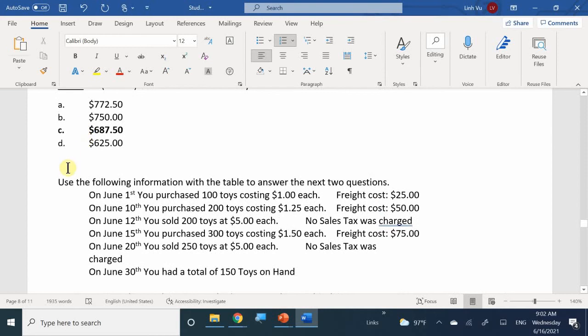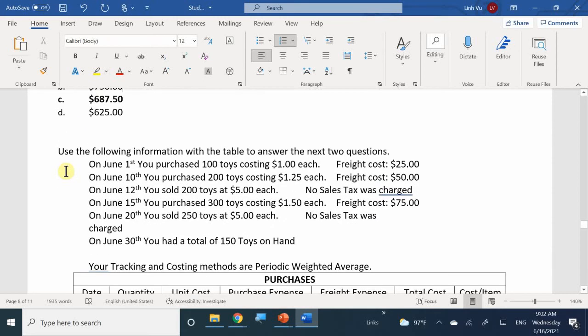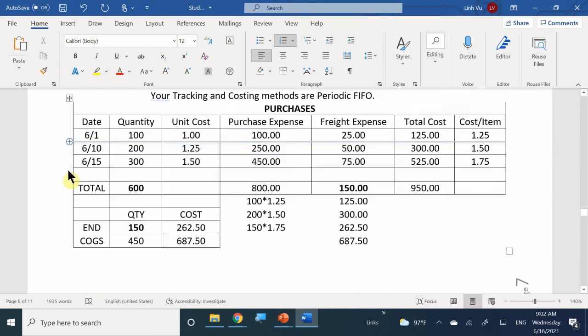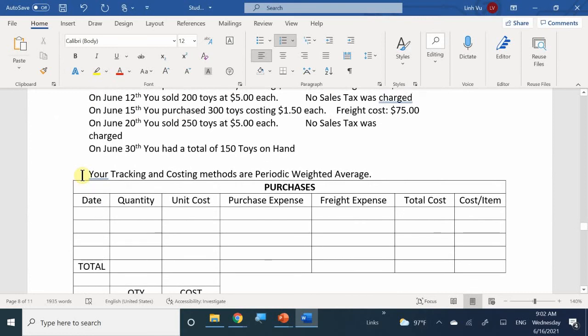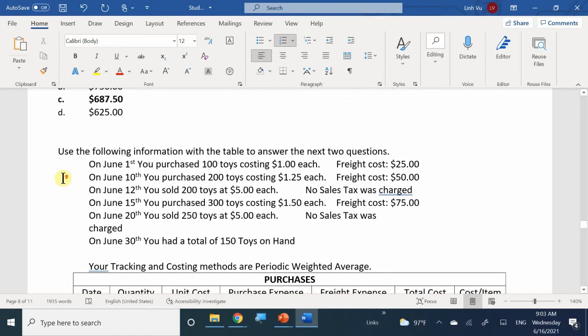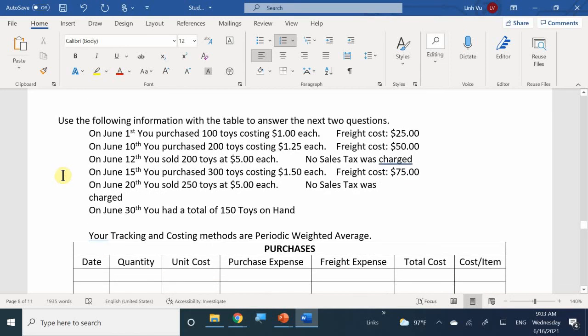All right. So then another exact same scenario, except this time your tracking and costing method is periodic weighted average. So this is the weighted average one. Let's go ahead and calculate and do the following. All right. So once again, June 1st, we made a purchase of 100 toys at $1 each, with the freight costing you $25.